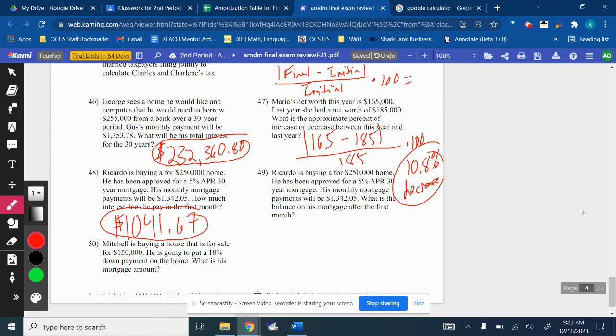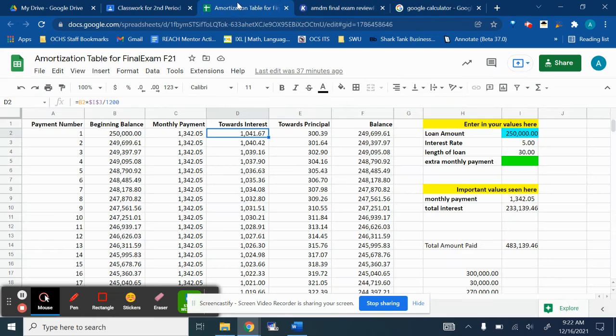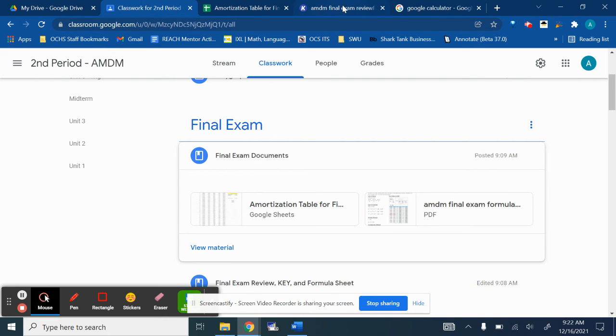Number 49. Ricardo is buying a home for $250,000. He's been approved for a 5% mortgage. His monthly mortgage will be that. What's his balance after the first payment? Use the same amortization table. Look at the balance: $249,699.61. So that's that answer.